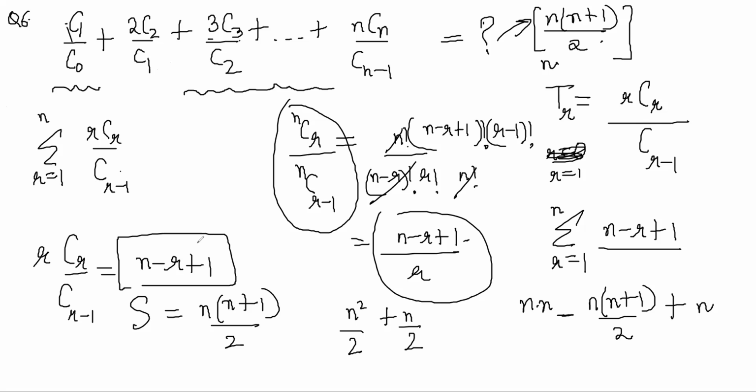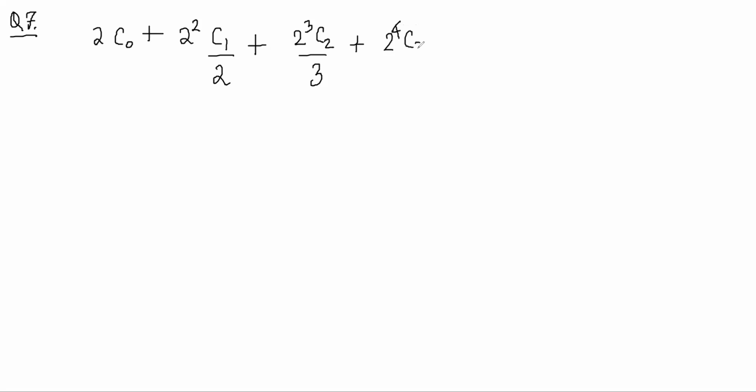Okay. Then question 7. Let's take this series: 2 into C0 plus 2 square C1 by 2 plus 2 cube C2 by 3 plus 2 power 4 C3 by 4 plus so on till 2 power n plus 1 Cn by n plus 1.